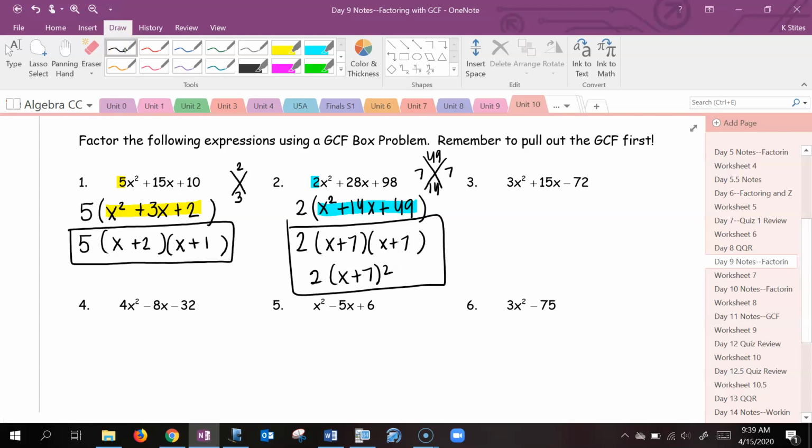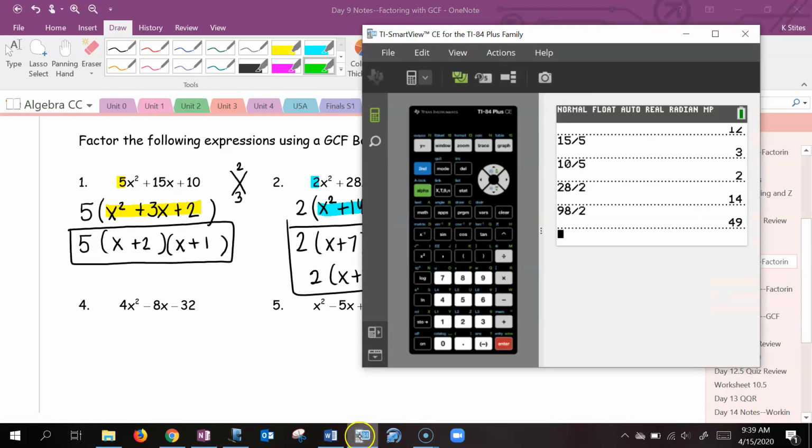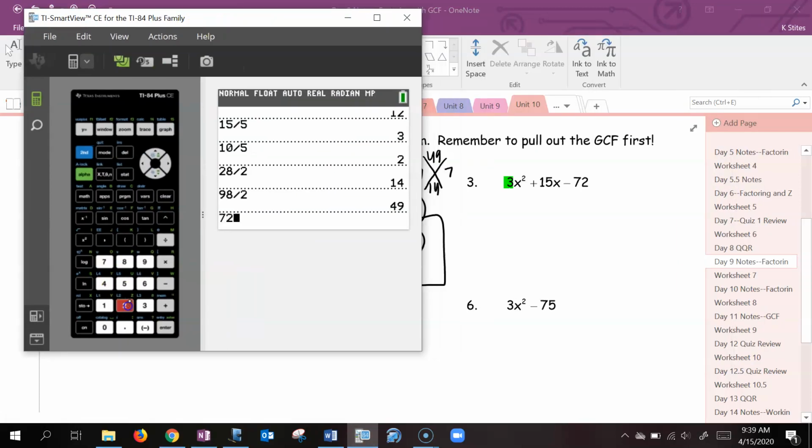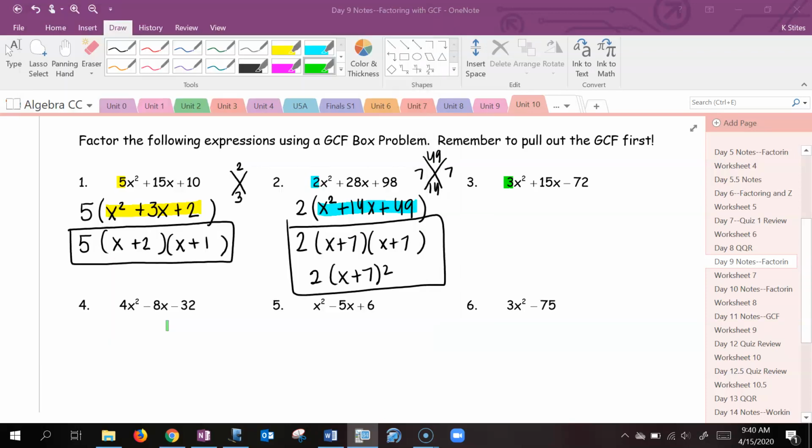All right, let's try another one. Number 3. Check, we have a number out front of x squared. Make sure it goes into each of these evenly. So I know 3 goes into 15 evenly. What about 72? Okay, it does. So we'll pull out our 3.